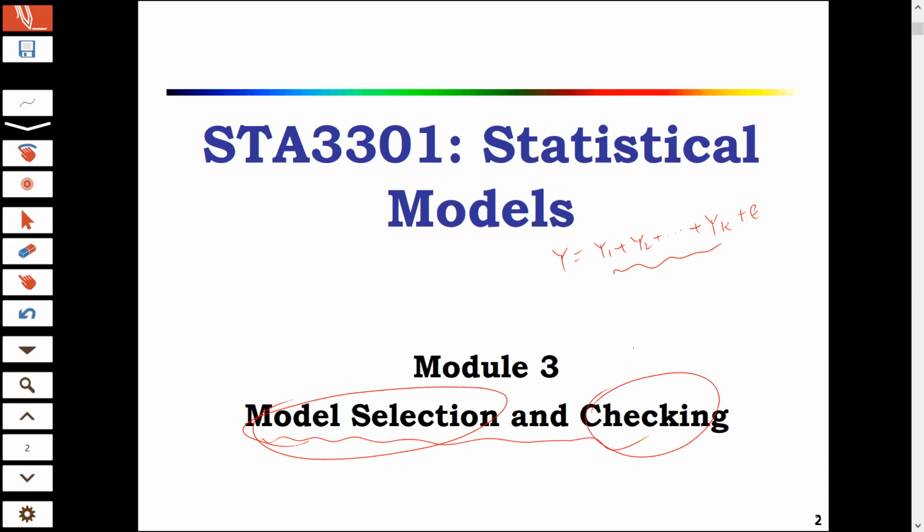And checking means, as we know, that there are some assumptions of the regression model, especially that x1, x2, xk are completely independent. These are the assumptions. And the other assumption is that the error term is normally distributed with mean 0 and variance sigma square. So we need to check whether these assumptions are satisfied or not.